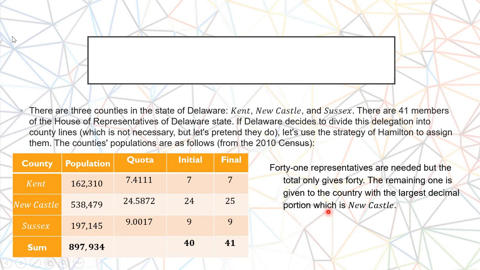So what we will be doing, we go back to our quota portion, we look at the decimal portion, and see which among the three counties has the largest decimal portion, and that is Newcastle. So we are going to add one to Newcastle. Newcastle will have 25 representatives. Kent County will have 7, and Sussex will have 9. So in total, we now have 41 representatives.